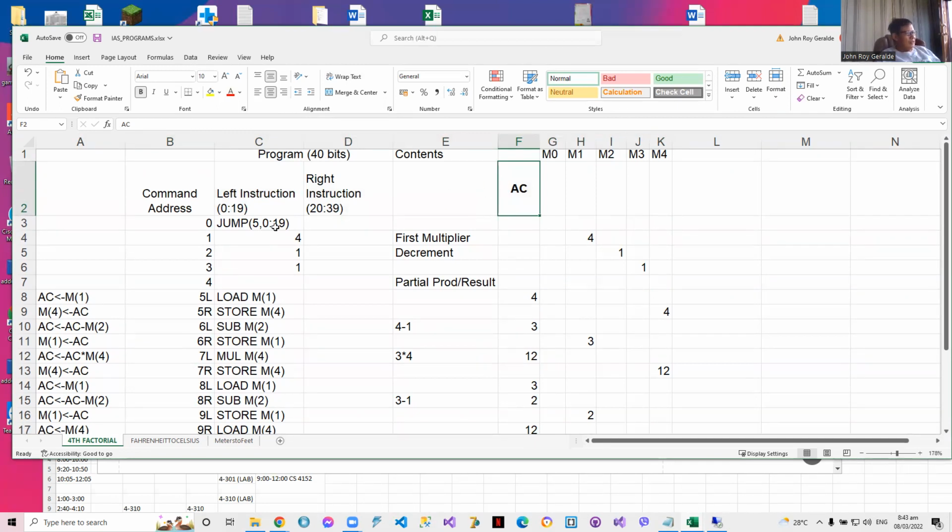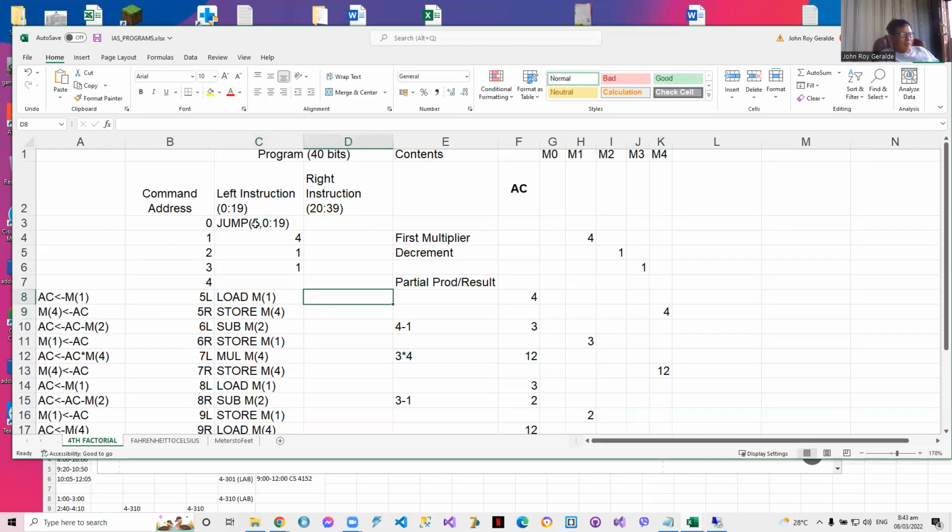So ito yon. This is a fourth factorial program without loop. Okay? So we have a jump 5, 0, 9, 19. We jump to the left of 5. Okay? Do you follow? So every instruction, when it's an instruction, we'll have a left part and a right part. Ito kasi dapat dito ito, no? 5R. Ito yung 5R.